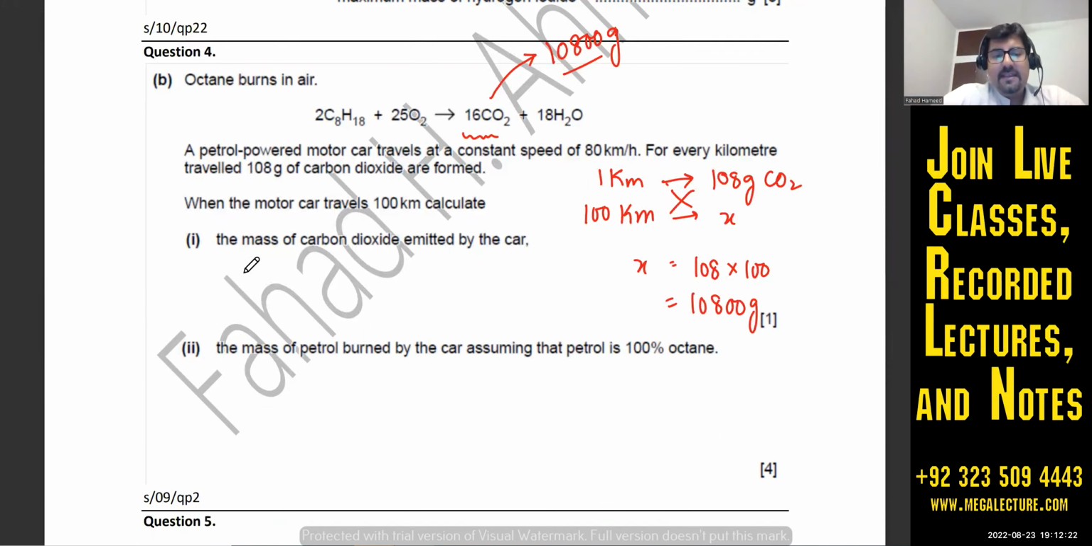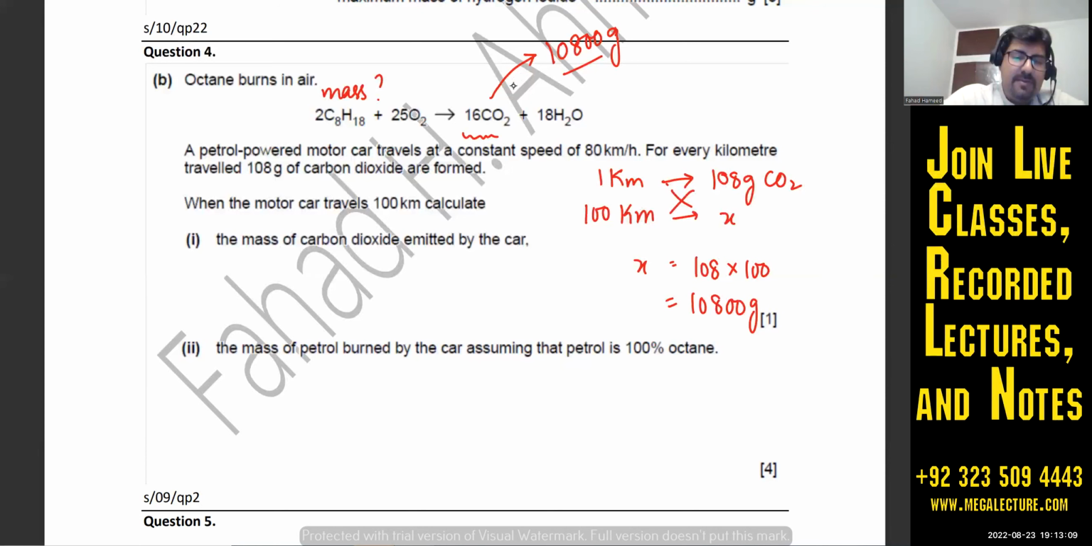Now he's saying, what is the mass of petrol burned by the car, assuming that petrol is 100% octane? Let me translate this a little because you haven't studied organic. He's asking, okay, you've got 10,800 grams of carbon dioxide being produced. What is the mass of octane? I'm just telling you this is octane. Octane burns in air, so this is burning in oxygen. He's asking you to figure out the mass of this. The first thing, you have to find out the moles of carbon dioxide.